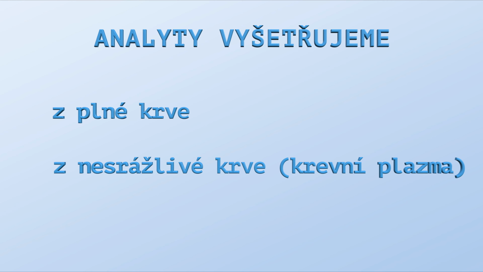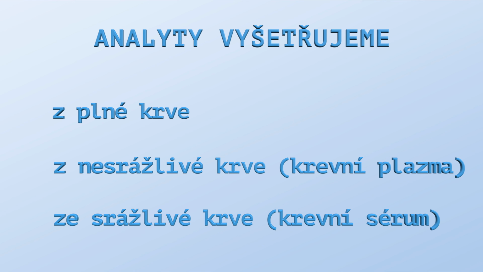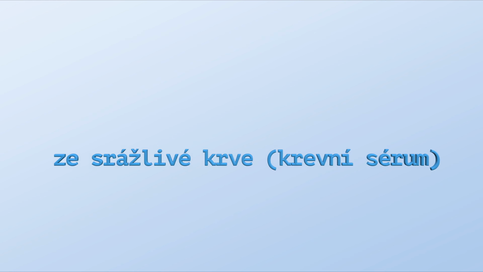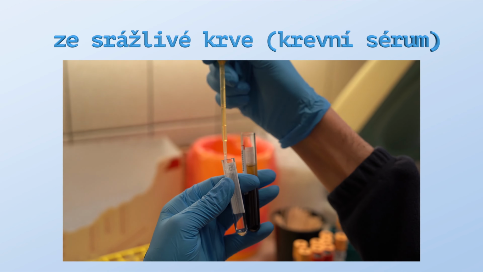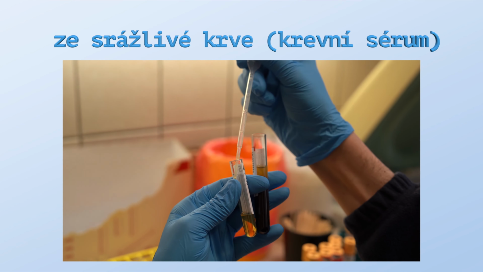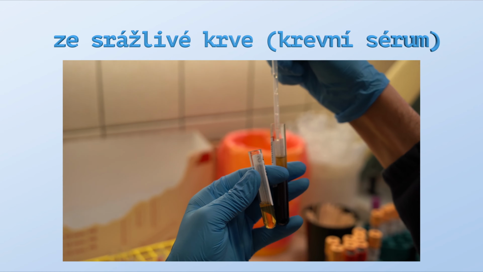We examine analytes from whole blood, non-coagulated blood, blood plasma, and coagulated blood. We examine blood serum. The tubes contain a separation gel. After centrifugation, the gel will move between the blood cells, which will be below the gel, and the blood serum, which will be above the gel.